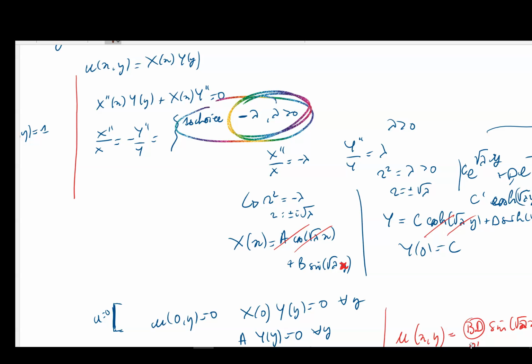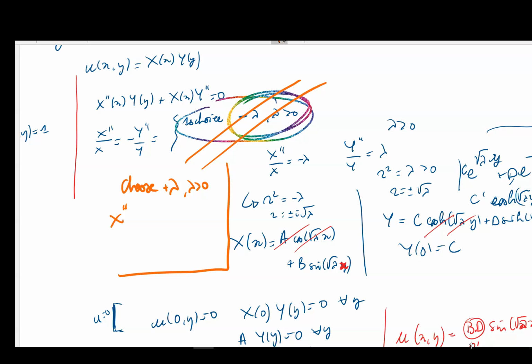So let's now make the right choice. That was the wrong choice. We should choose plus lambda, with lambda positive. So that makes my equation X second over X equal to lambda, and minus Y second over Y is equal to lambda. Okay, so next video, maybe you can try it by yourself, and in the next video we will do that.